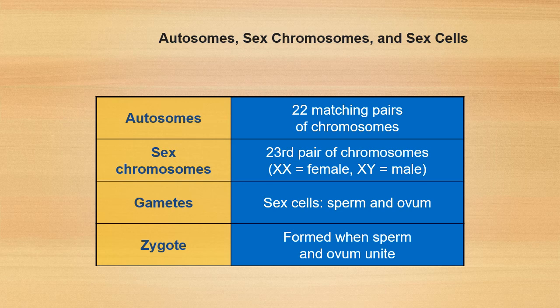But I just want you to understand the autosomes are 22 pairs of your chromosomes. The 23rd pair is the sex chromosomes, and it has two parts. The gametes are the sperm and the ovum, and then you have the zygote when they form together. When the sperm and the ovum unite, that forms the zygote, and that's the first part of conception.